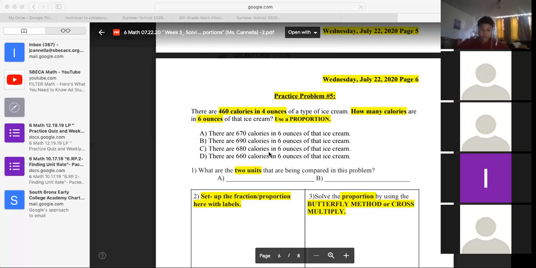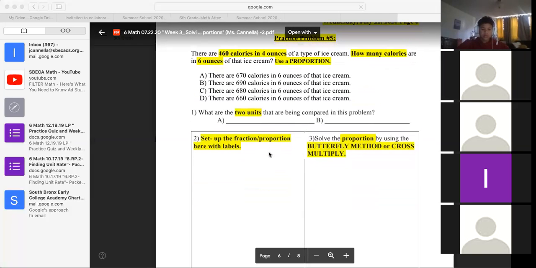Good, Leilani. Read it for us. Okay. There are 460 calories in 4 ounces of a type of ice cream. How many calories are in 6 ounces of that ice cream? Use a proportion.